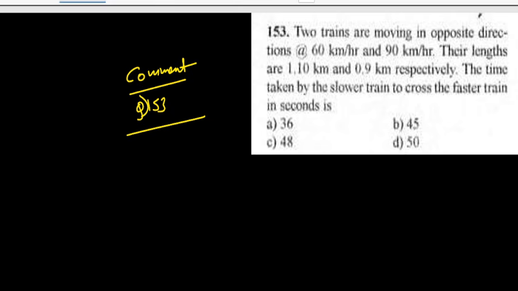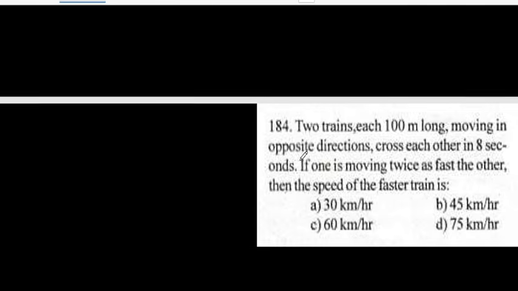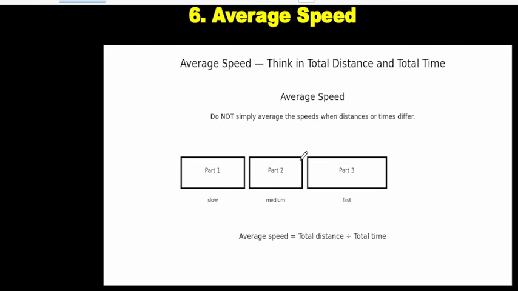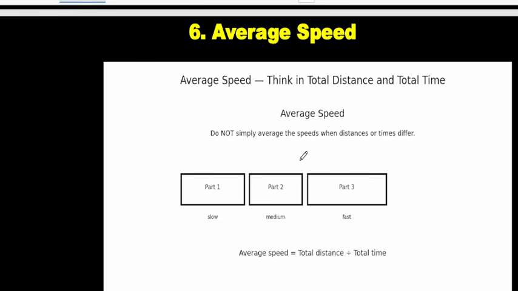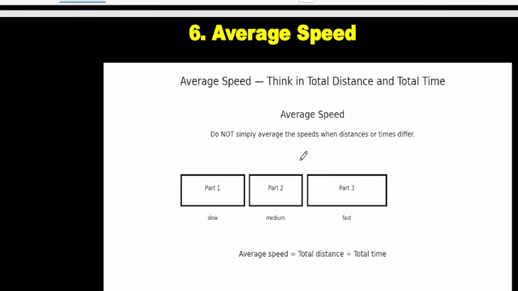So I hope you like the session. Along with that, we have one more concept left, that is your average speed concept. Obviously we won't be able to cover this particular concept in this video, so maybe I'll take another video for you where we'll learn this concept in like 5 to 6 minutes.